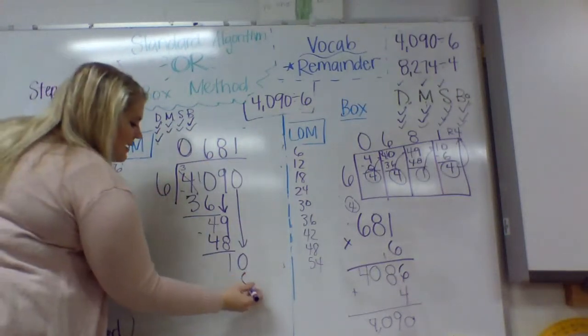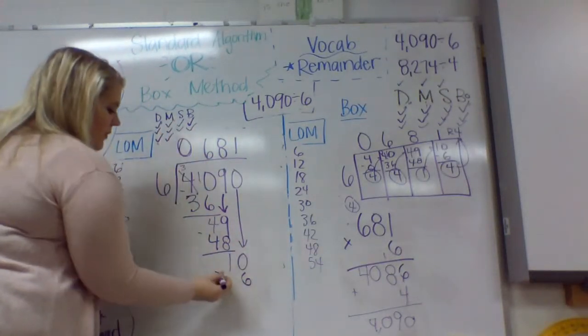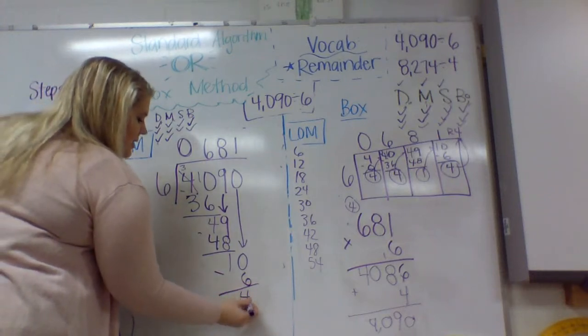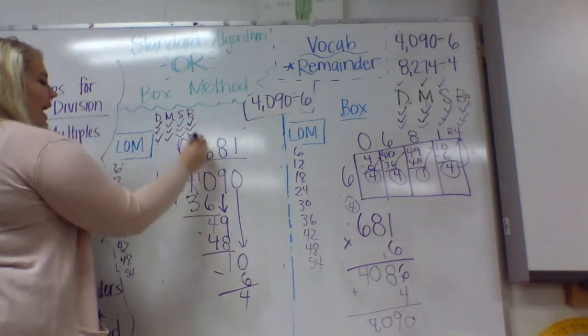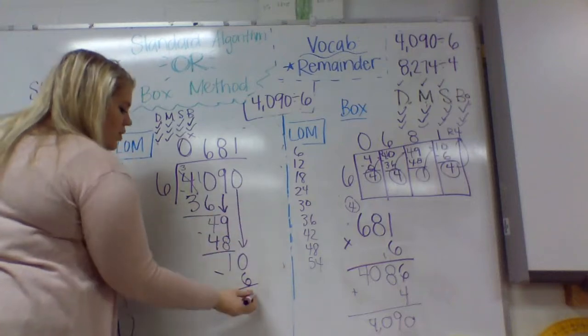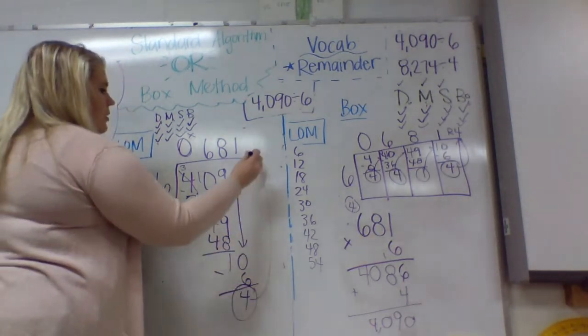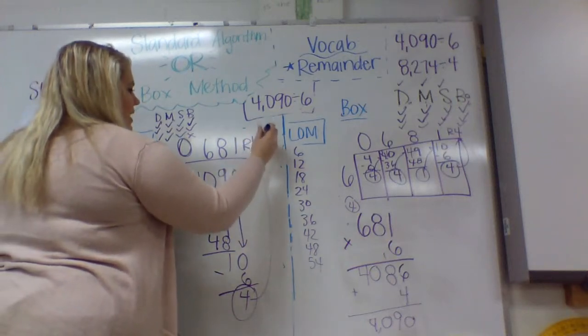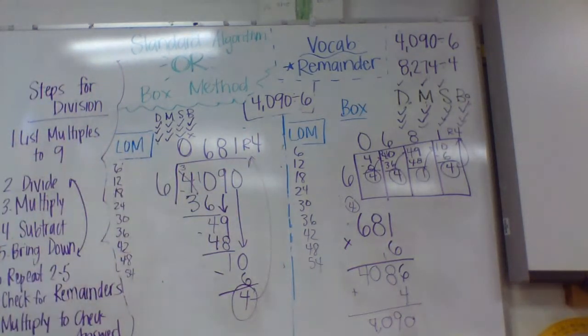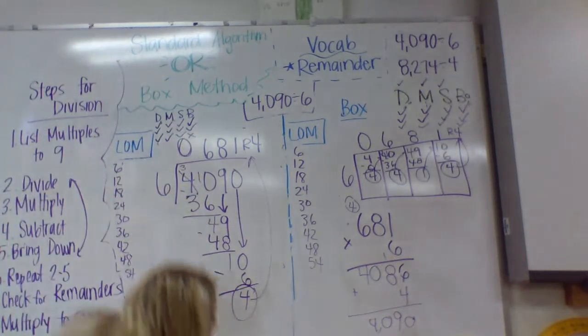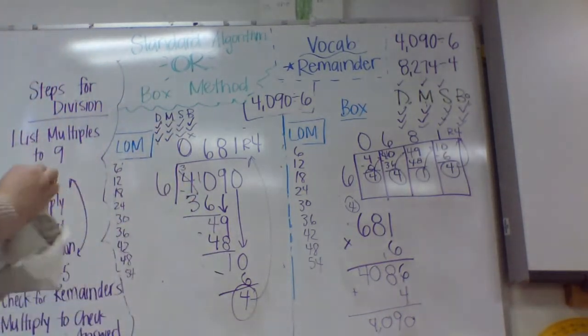1 times 6 is 6. 10 minus 6 is 4. I have nothing left to bring down, which means I need to look for a remainder. I have one down here. My remainder is 4. 4,090 divided by 6 equals 681, remainder 4.